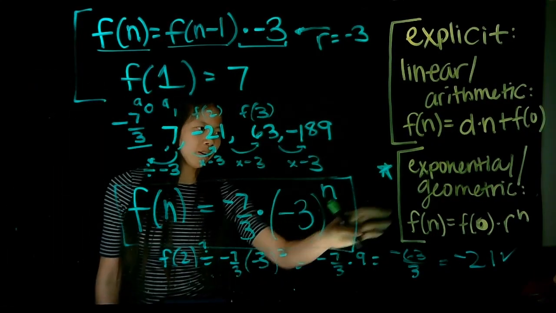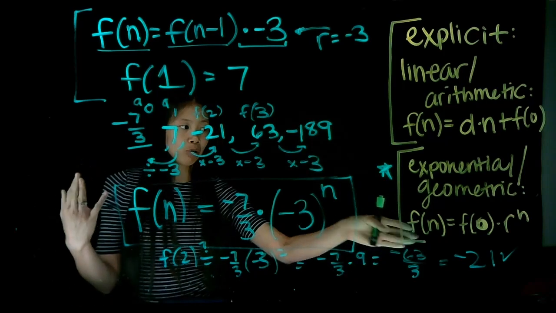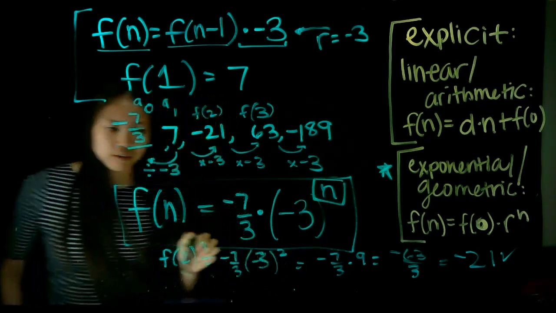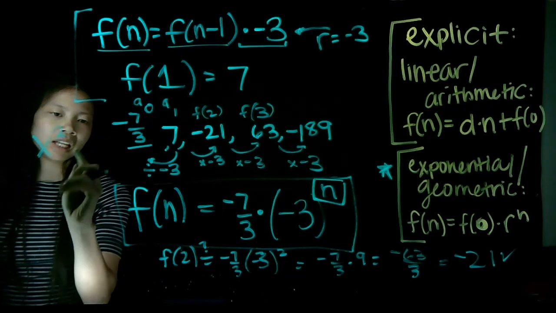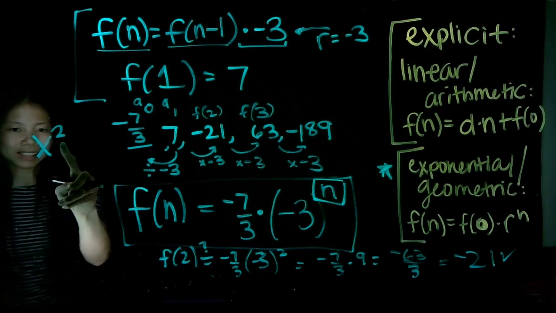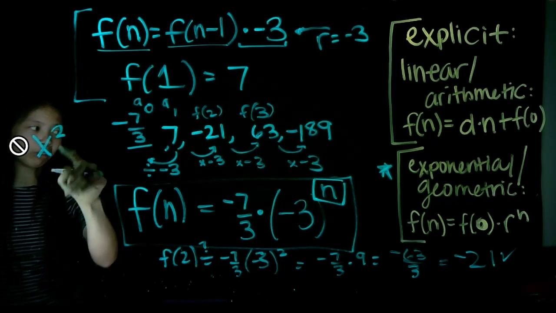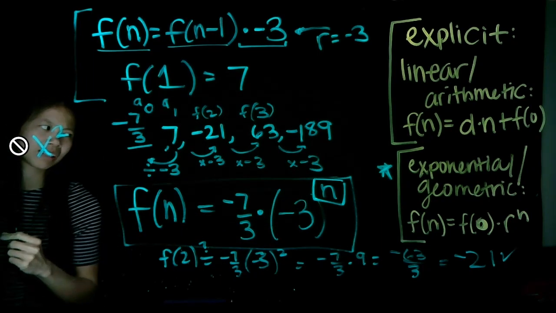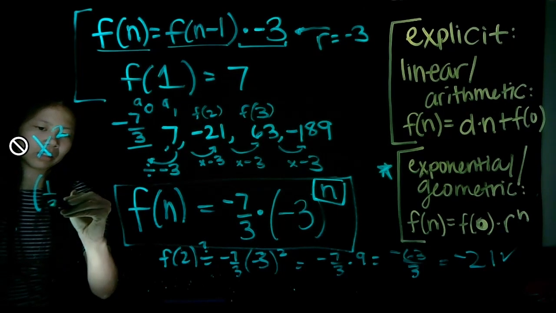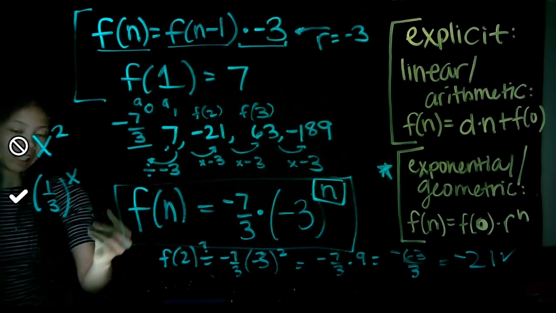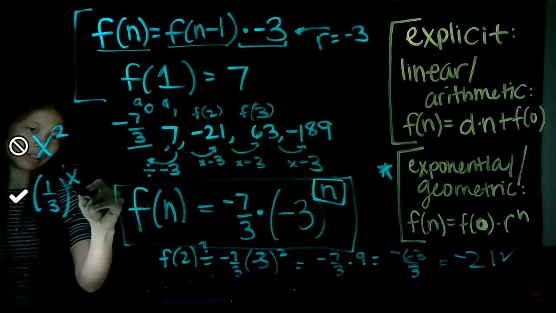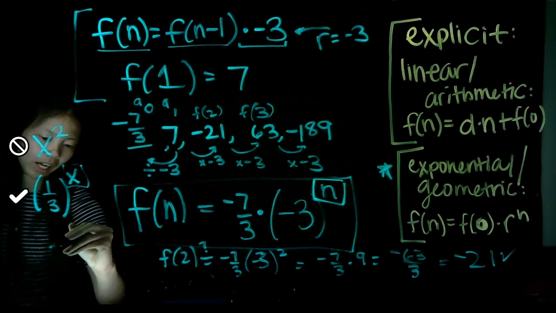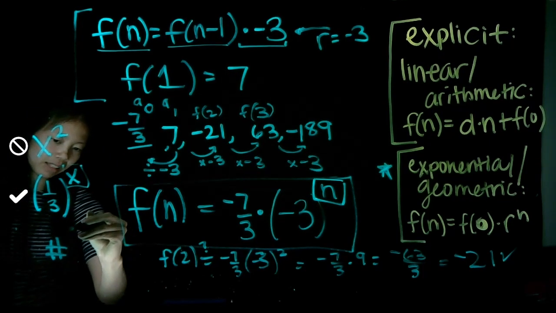Let's hone in on exponential or geometric growth. Exponential growth is anything where the variable is in the exponent. So if I have something that looks like x squared, even though this has an exponent, I would say that this is not exponential growth because my variable is not the one that is the exponent. If I had another example like 1/3 to the x power, this one is exponential because my variable is the exponent.